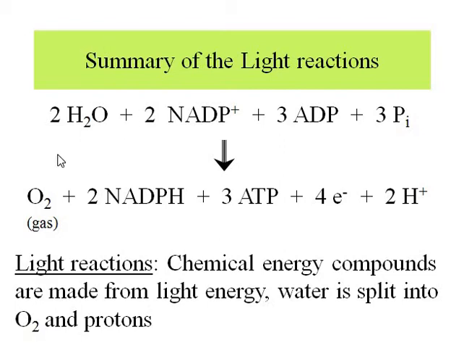Here you can see the summary of the light reaction, where two molecules of water, two molecules of NADP, and 3 ADP and 3 Pi combine together to produce oxygen, NADPH, ATP, electrons and 2 protons. So the main objective of the light reaction is to produce NADPH and 3 ATP molecules as a source of chemical energy which will drive the light independent phase.